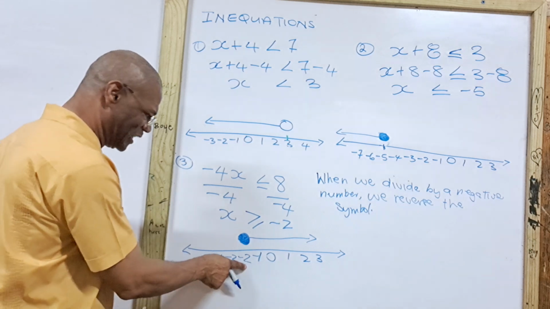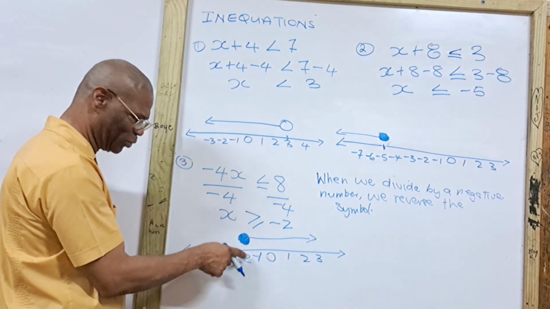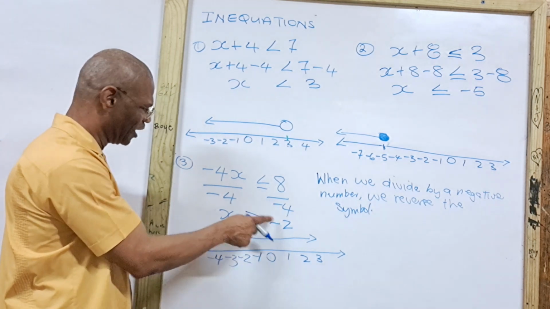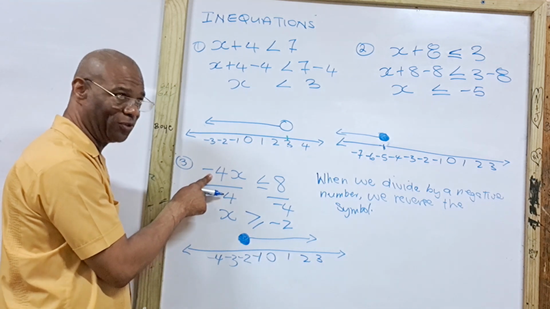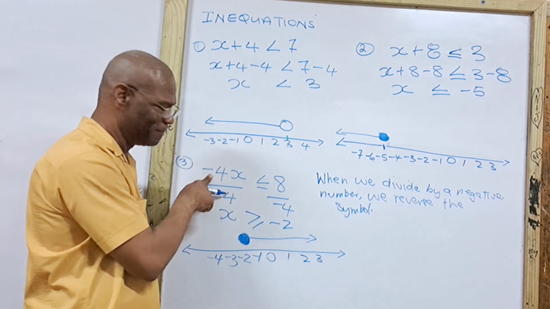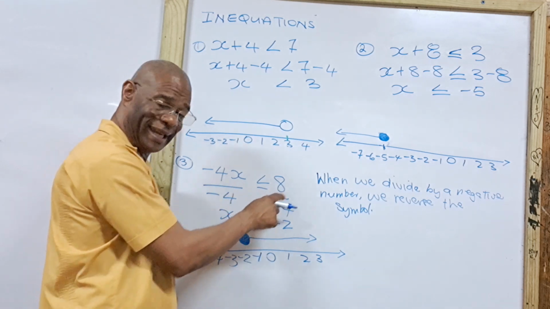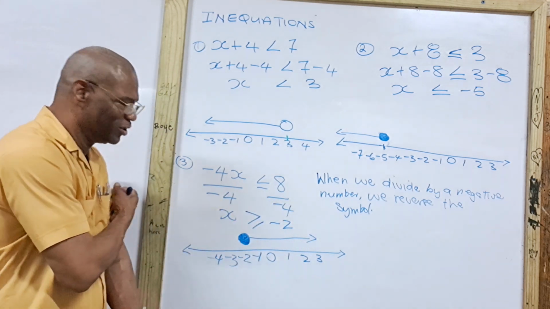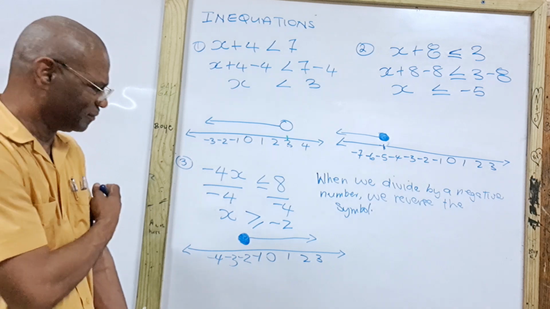Now if I choose negative 2, because negative 2 is a part of the solution set, so if I say negative 2 times negative 4, that's positive 8. Positive 8 is equal to 8. That's all? Right. So that's where the equal to would come in.